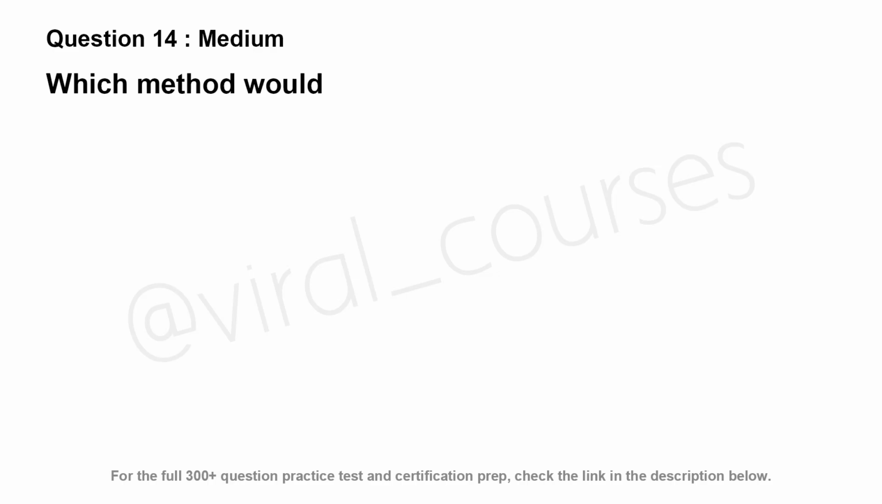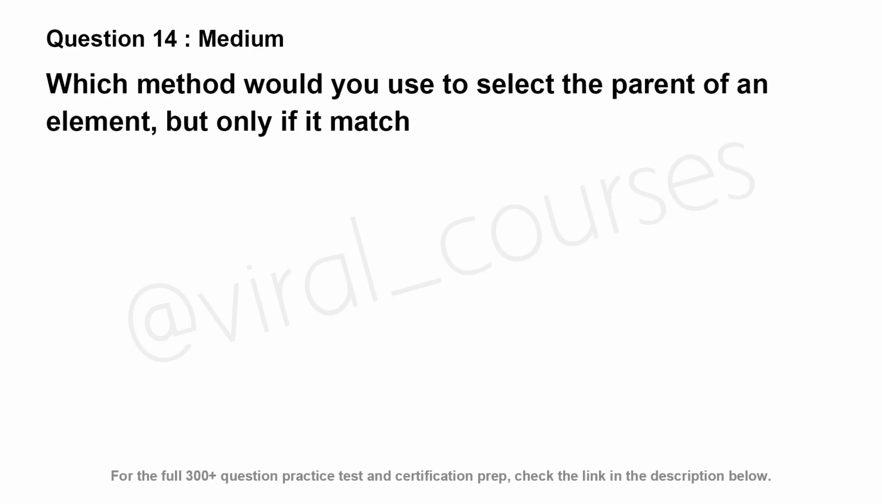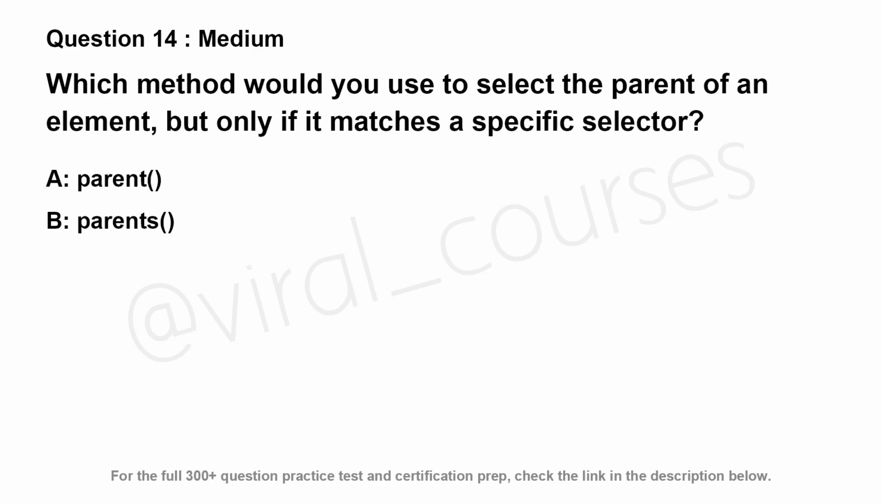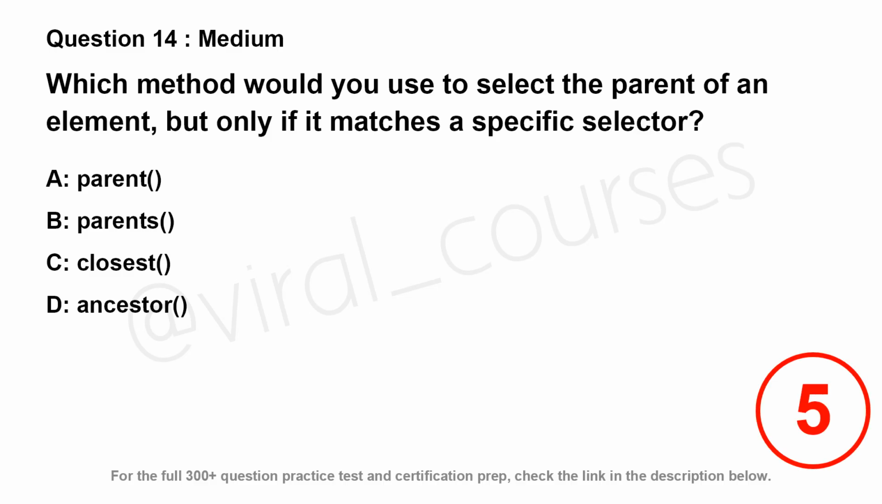Which method would you use to select the parent of an element, but only if it matches a specific selector? Option A, parent. Option B, parents. Option C, closest. Option D, ancestor.